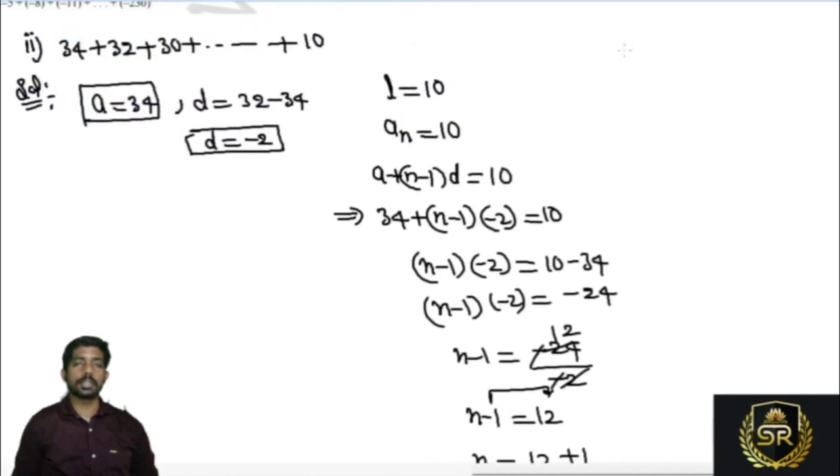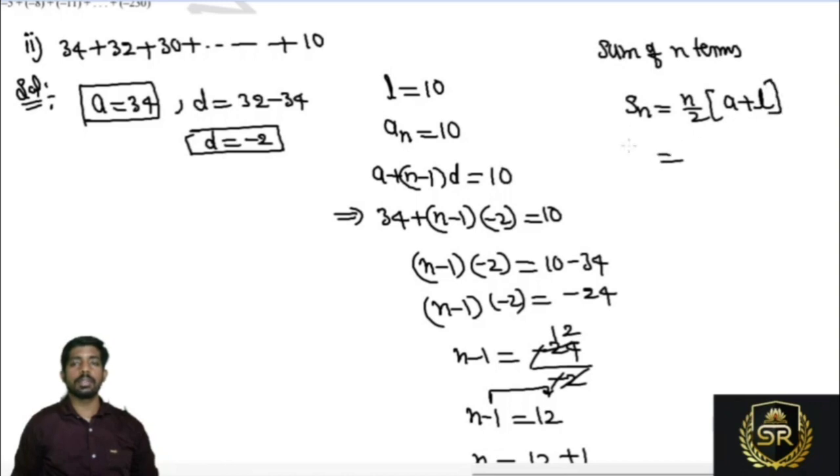Now we have the sum of n terms in the series. So n is equal to 13. So Sn is equal to, what is the formula? n by 2 into first term plus last term, I'm using. Okay. So S13 is equal to 13 by 2 into first term, which is 34, plus last term, which is 10. So 13 by 2 into 34 plus 10 is 44.